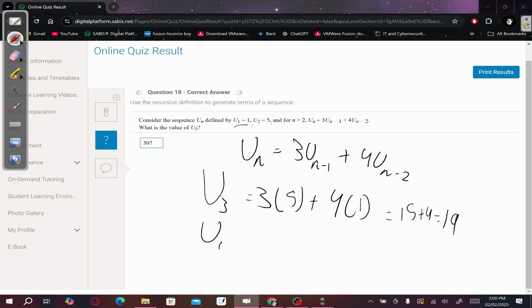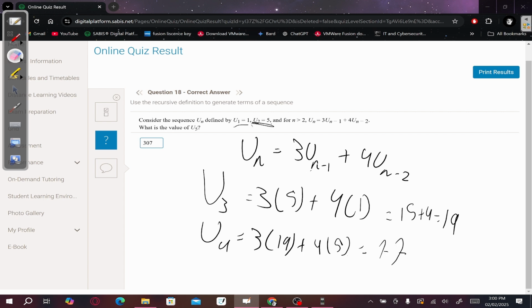Okay. u4 is equal to 3 times un minus 1. So 4 minus 1 is 3. So 3 times 19, which we just found, plus 4 times un minus 2. 4 minus 2 is 2, so 4 times 5, sorry, my bad. 4 times 5. Let me just erase that. You do this on a calculator: 3 times 19 plus 4 times 5 is 77.